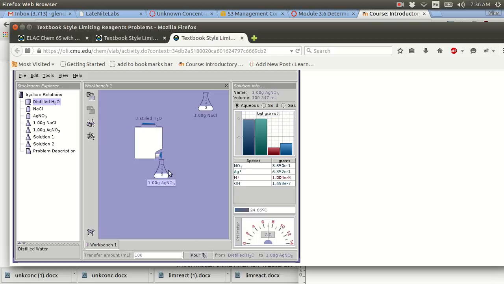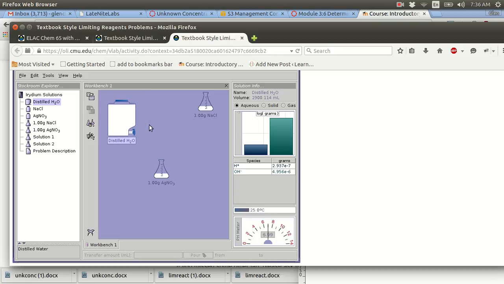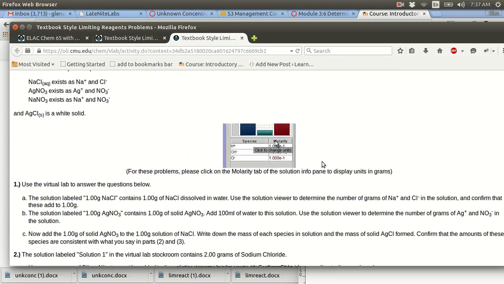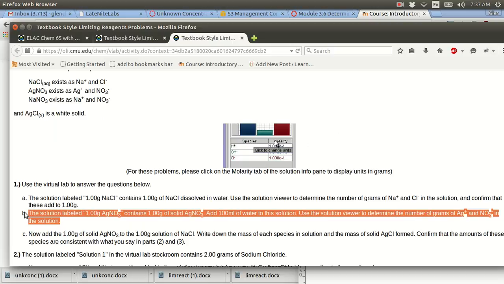Pour that water in there, and then move that water away. Click on the silver nitrate flask, and there is the grams of nitrate and the grams of silver. 0 of this and 0 of that. 0 H plus and 0 OH minus. Okay? You must add silver and nitrate together to verify that they add to 1.00 grams and say yes or no for number 1b. What about 1c?